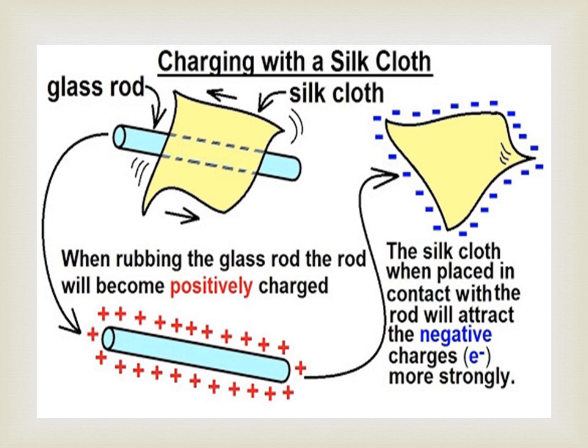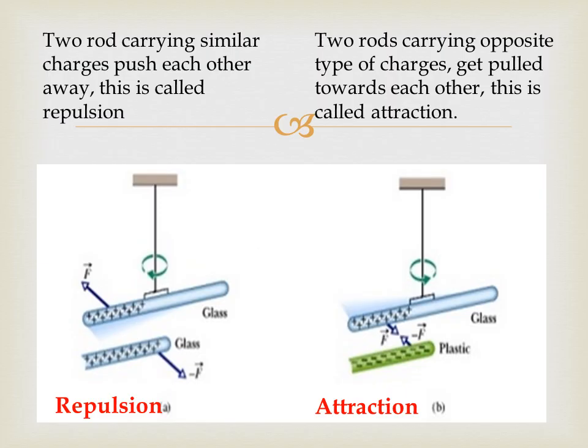What do you see? So students, we see the two rods push each other away. Now take a plastic rod, rub one of its ends against a woolen cloth, bring that end near the suspended glass rod, then the two rods are pulled towards each other.